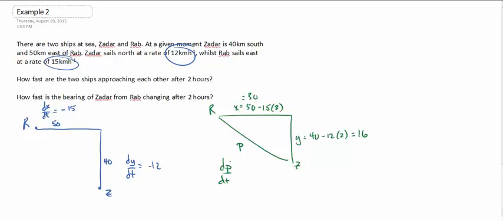So, relationship here, we know that P squared equals x squared plus y squared. Pythagorean theorem. Let's take the derivative. We get 2p dp/dt equals 2x dx/dt plus 2y dy/dt. And notice these all have 2's, so those 2's can actually divide out. We divide both sides by 2.